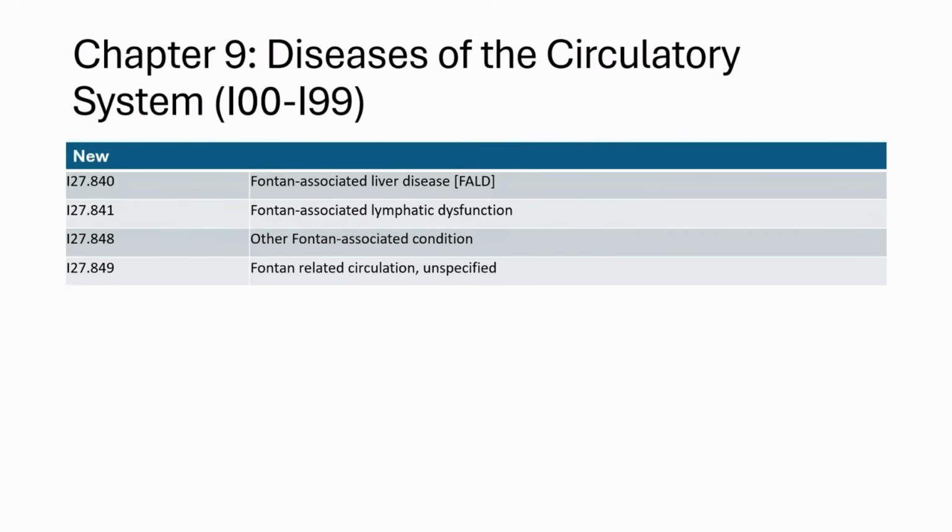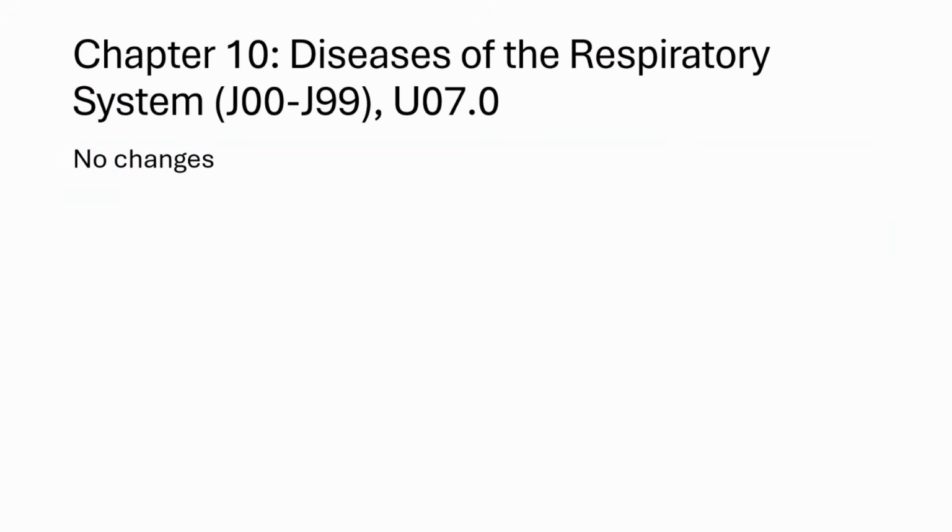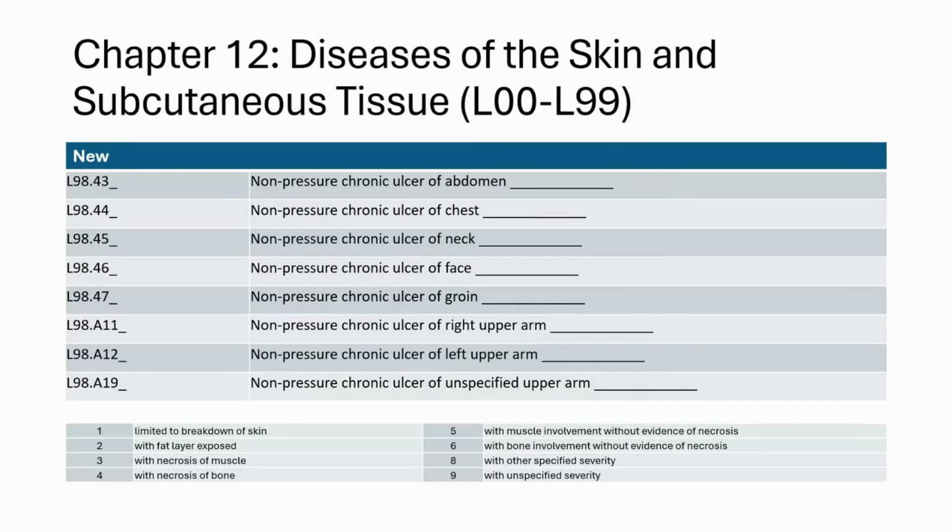We see here the codes that they've added are for liver disease, lymphatic dysfunction, because those are the most common ones. And then we also have other associated conditions and an unspecified related condition. Chapter 10, no new changes. Chapter 11, no new changes.